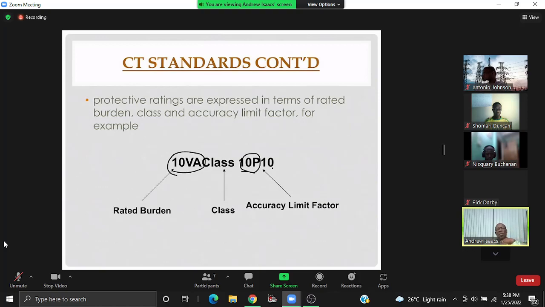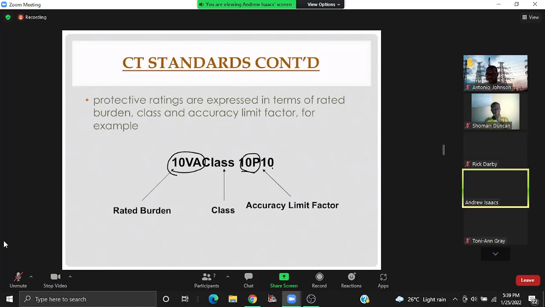So this is telling you that if the CT is 500 to 5, and you have 10 VA class 10P10, then what it is saying to you is that if you had 10 times the 500 amperes on the primary side, which of course would give you 50 on the secondary, then the error specified would be limited to what is in the table. And based on your operation, based on what you want the CT to be used for, you would select that one. All of that is in the notes.